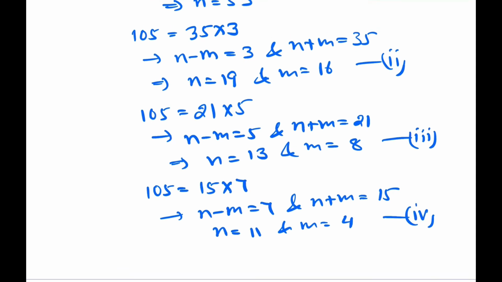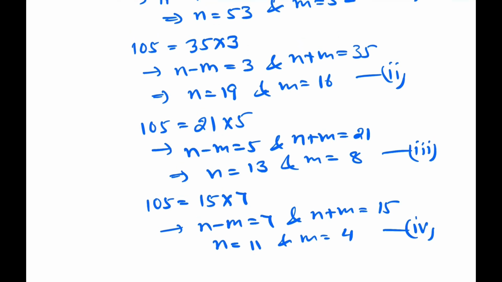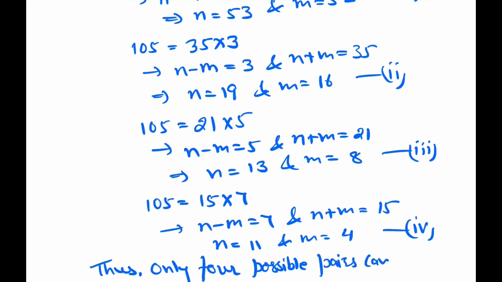So thus we can say only 4 possible pairs can be found, because we have only 4 factor pairs for 105. So there are only 4 possible pairs.